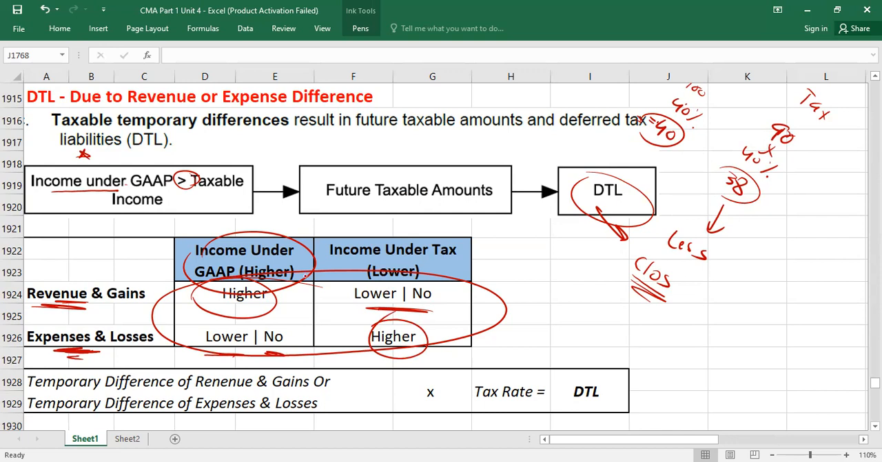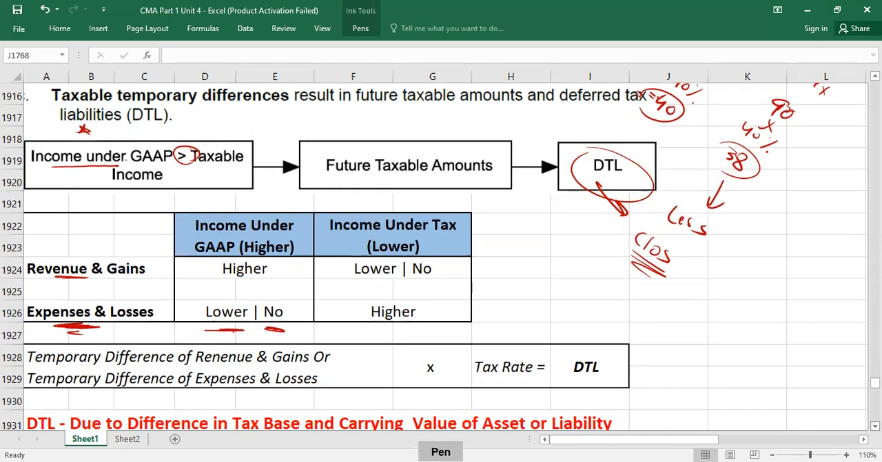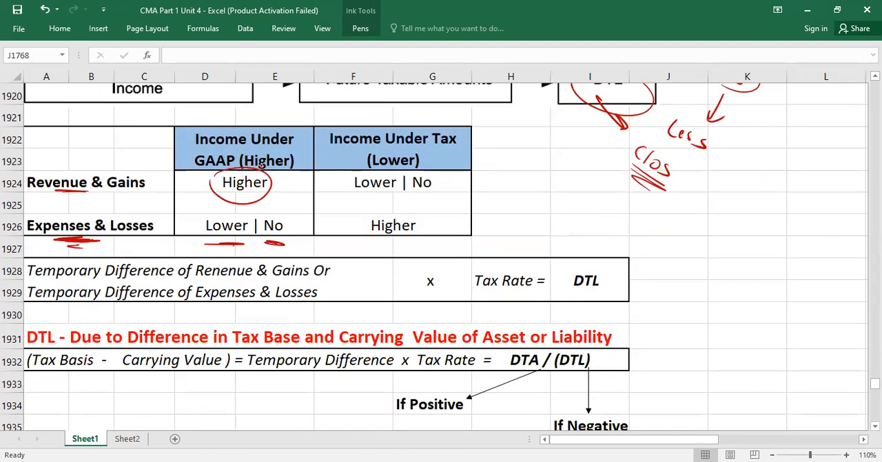Understood? But the point is how you would calculate deferred tax liability, because you are working here on deferred tax liability. What will you do? Simply take the difference. For example, if the item is relevant to revenue, I'll write revenue here, take the difference, and multiply that difference with the tax rate. That is called deferred tax liability. Or if the item is relevant to expenses, I'll take the difference of expense and simply multiply with the tax rate. This will give you deferred tax liability. In which year? In the current year.